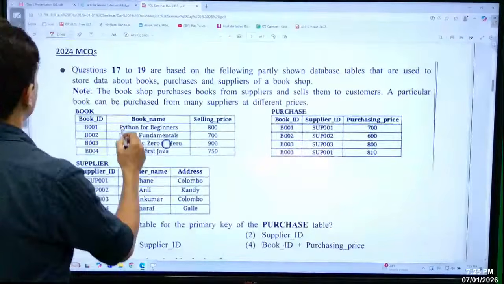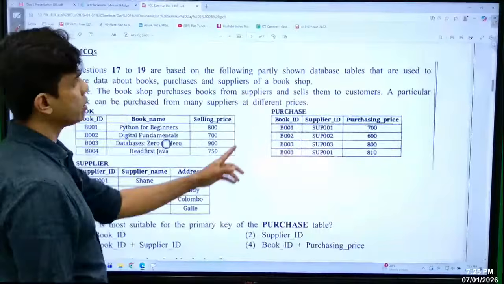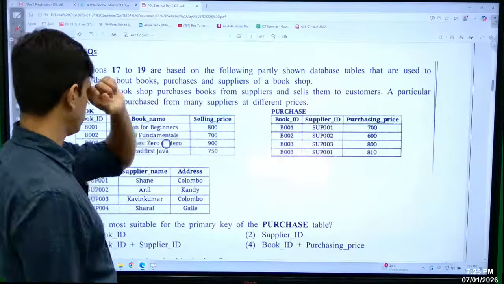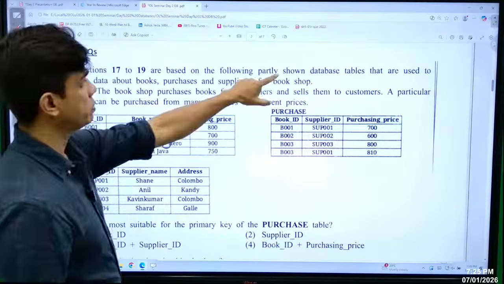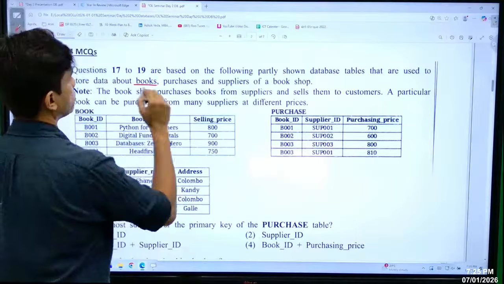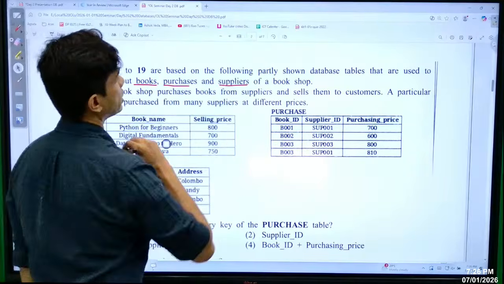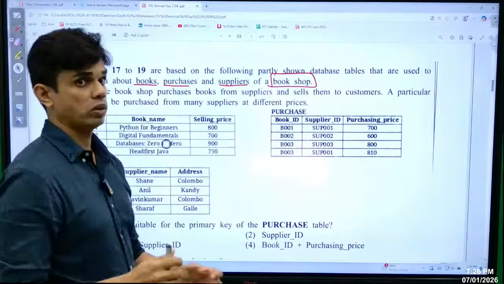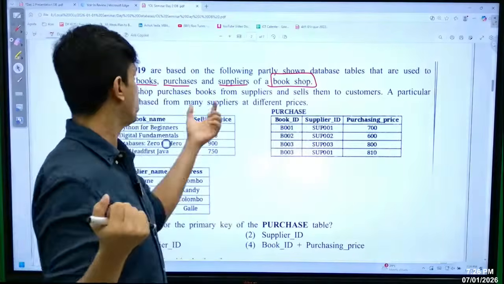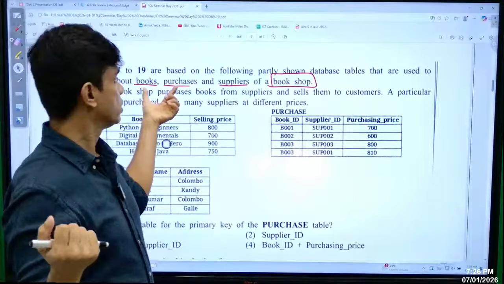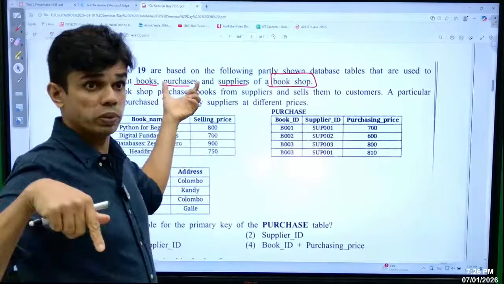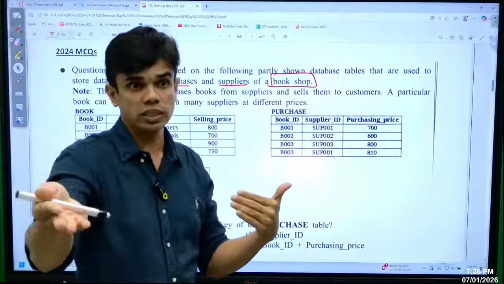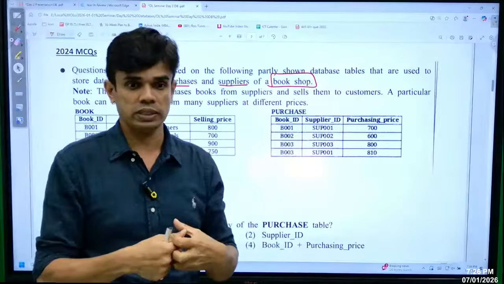Questions 17 to 19 are based on the following partly shown database tables that are used to store data about books, purchases and supplies of a bookshop. This is maintained by a bookshop. They have books purchased for the shop and then supplies. This is not selling books to customers, but the ordering of the books to the shop.